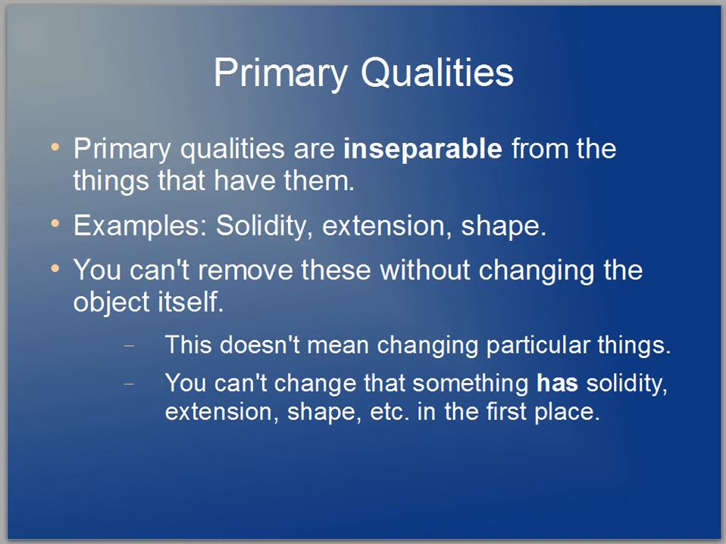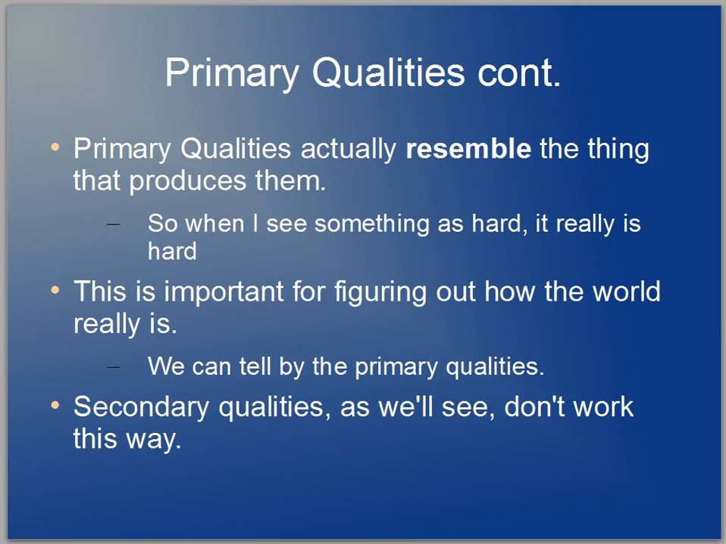You can't change that without probably just destroying this Play-Doh entirely, right? You can't still be Play-Doh and not be able to be shaped. The same goes for being solid, right? You can't remove the fact that something is solid without fundamentally changing what that is. And so when I have the idea in my mind that my Play-Doh has a shape, it can be shaped, that's because the Play-Doh actually can be shaped. It's really out there in the world. So primary qualities actually resemble the things that produce them. So if I look at my desk and I knock on it, look, it's hard, that thing really is hard. So this is how we figure out how the world really is. I can tell by the primary qualities.